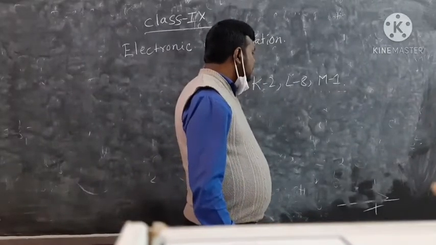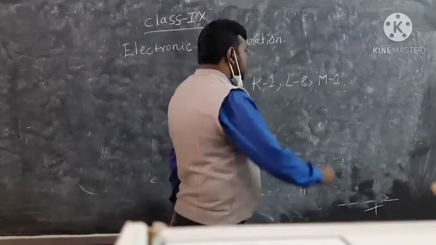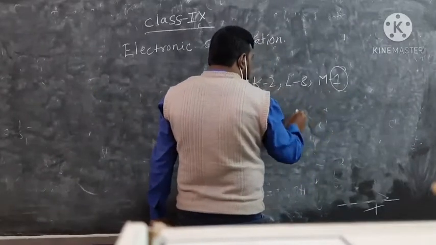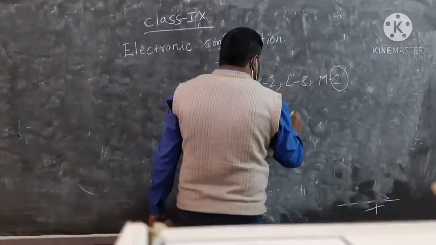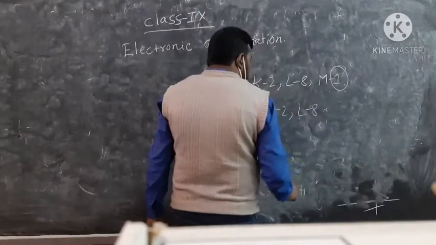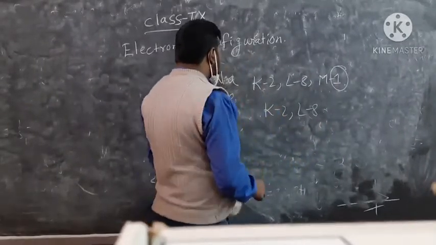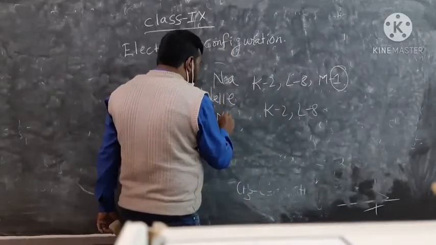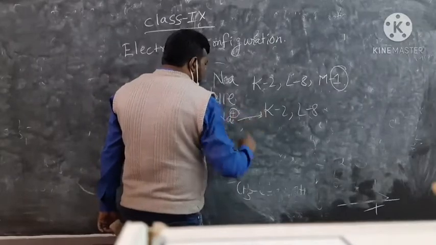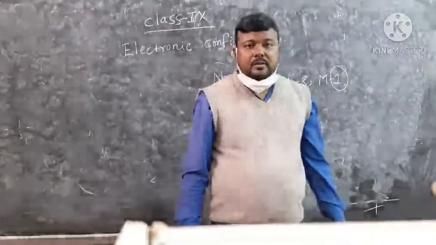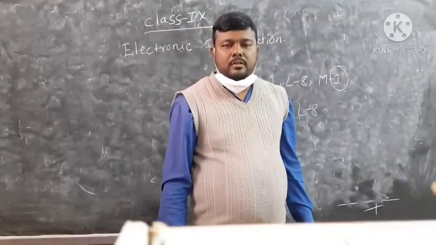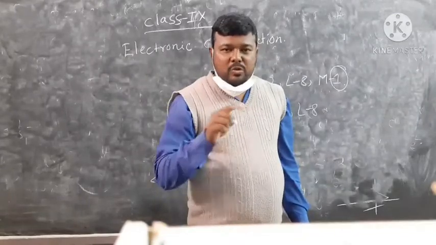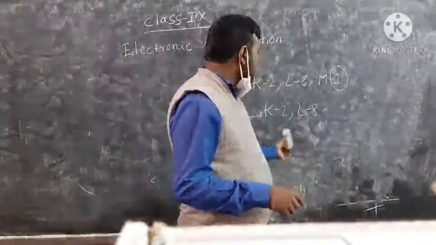That means the outermost cell has only 1 electron. As it has 1 electron, if it can release this 1 electron, the remaining electronic configuration will be K2, L8. That means it will get stability. By losing 1 electron, sodium will be converted to what? Sodium plus, Na+, K2, L8. Which one is more stable, Na+ or Na? Obviously Na+ is more stable than Na.